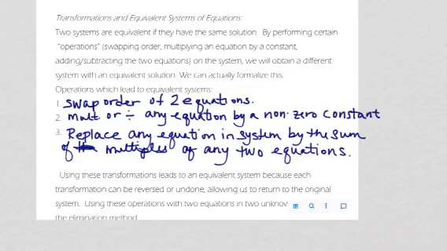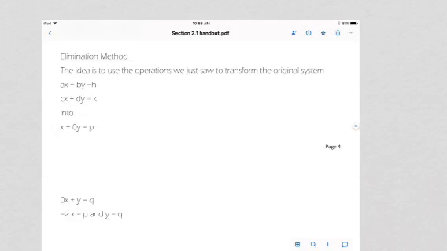Using these transformations leads to an equivalent system because each transformation can be reversed or undone, allowing us to return to the original system. Using these operations with two equations with two unknowns ends up being known as the elimination method. So the idea is to use these operations that we just saw to transform the original system into something that looks like this.